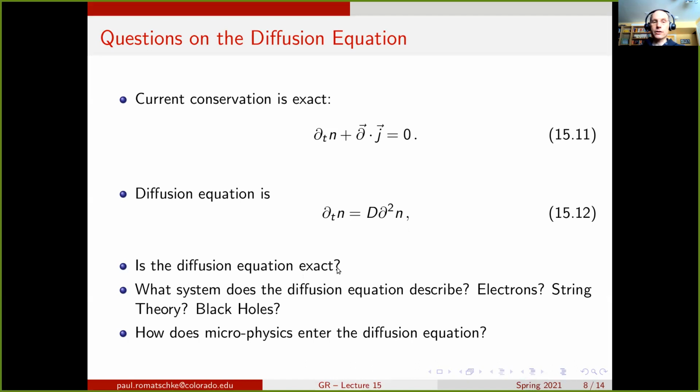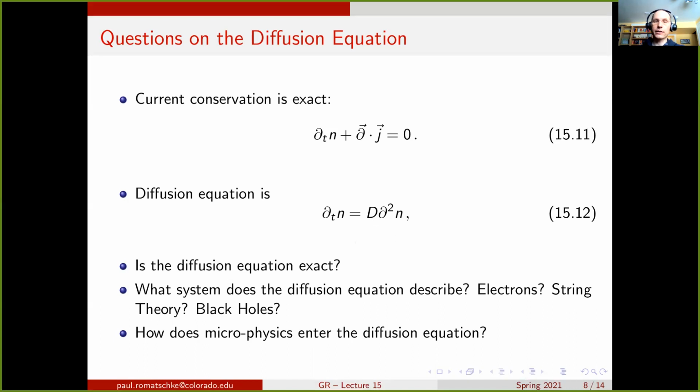The short answer to the question is no. Unlike the conservation for the current that's given in equation 15.11, the diffusion equation we got by truncating the gradient expansion at first order gradients. So clearly that is not an exact statement, it's just an approximation because we neglect all higher order gradients. So the diffusion equation is not an exact equation. It is an approximation to whatever sort of dynamics is there in the system.